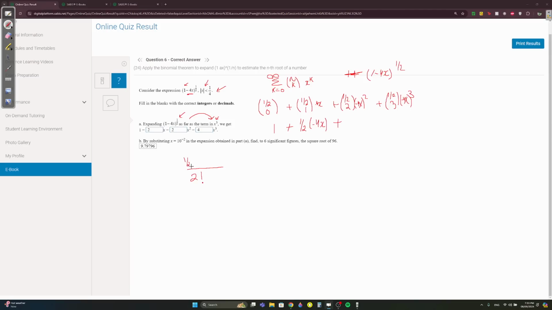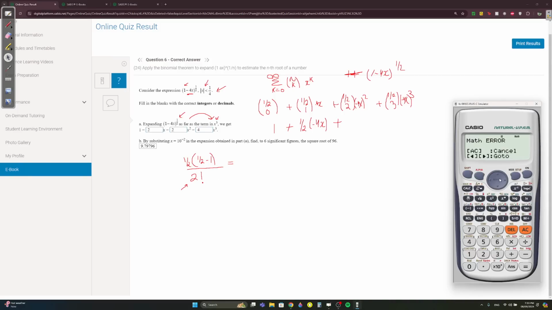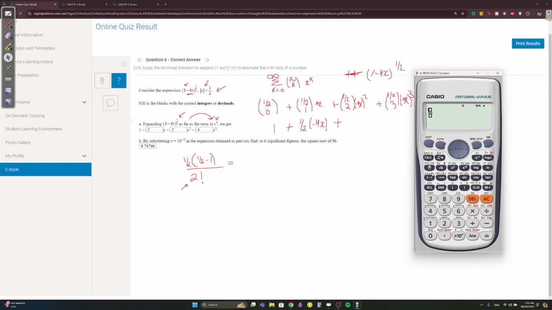Then what do you write? 1 over 2. Then you keep on subtracting until you have how many terms? In this case, 2 terms. So 1 over 2 minus 1. Do we have 2 terms? Yes, we do. So what is this going to be equal to? Don't waste your time, just go on your calculator. Put a fraction, then put 1 over 2 up. Then put brackets, 1 over 2 minus 1, over 2 factorial. Just put it in a calculator.